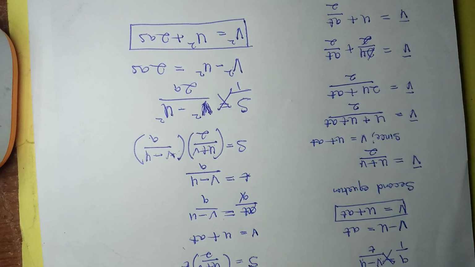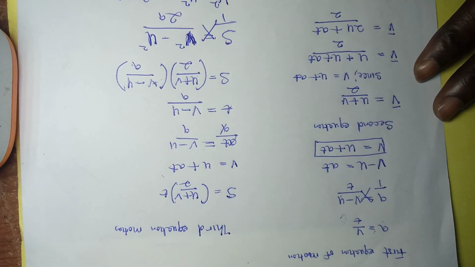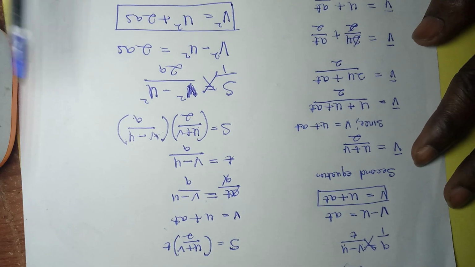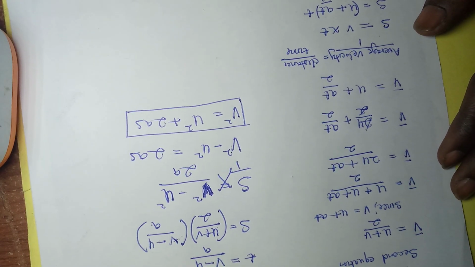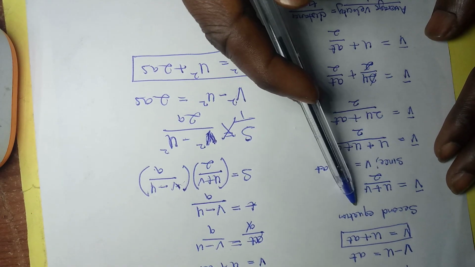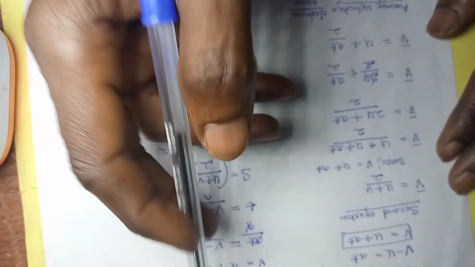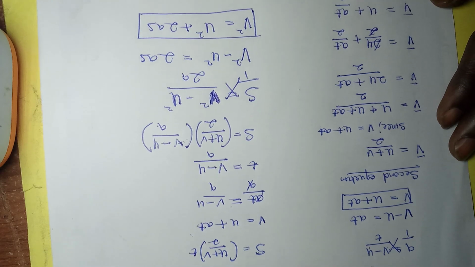So this is how we are going to prove the three equations of motion, starting from the first equation down to the second equation of motion, and then to the third equation. So you get it.